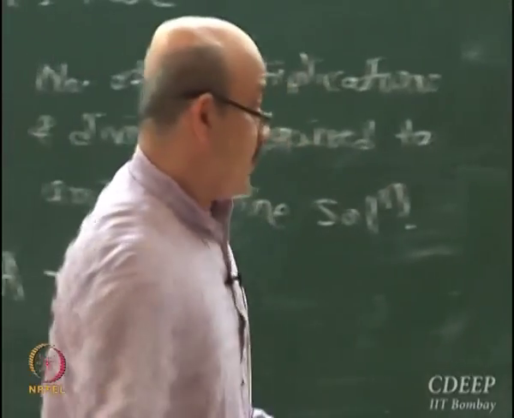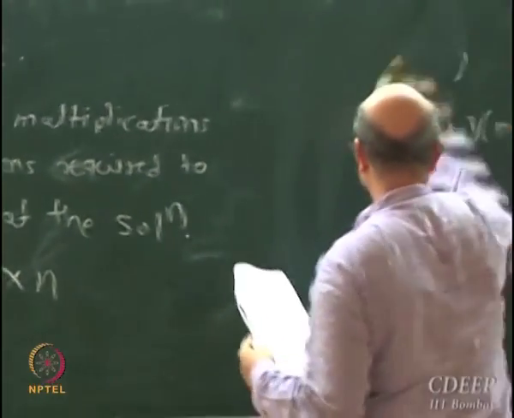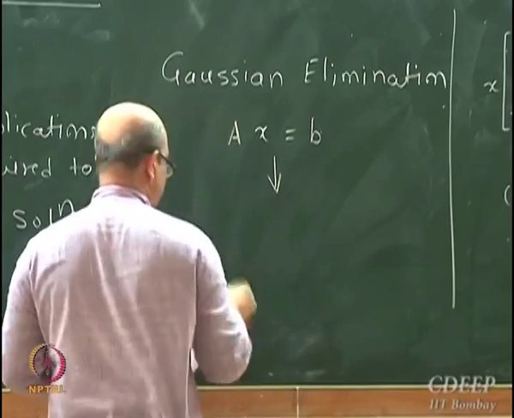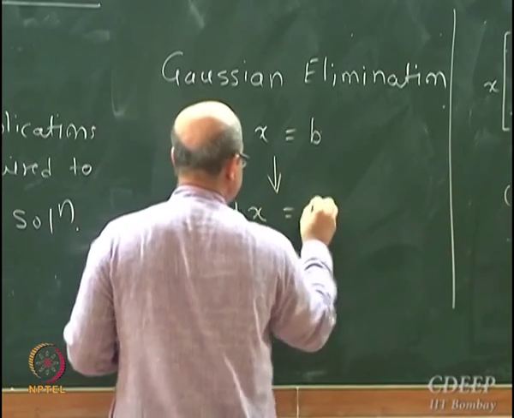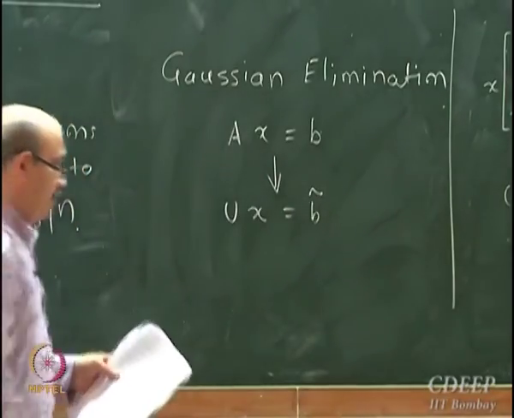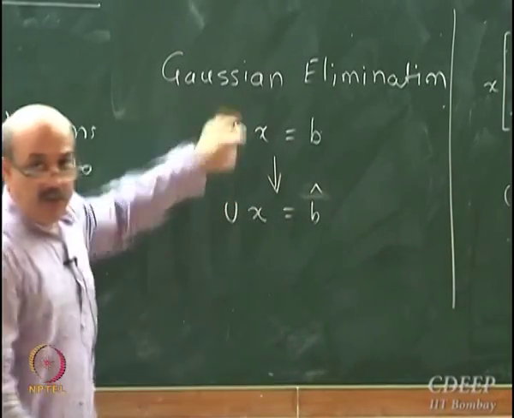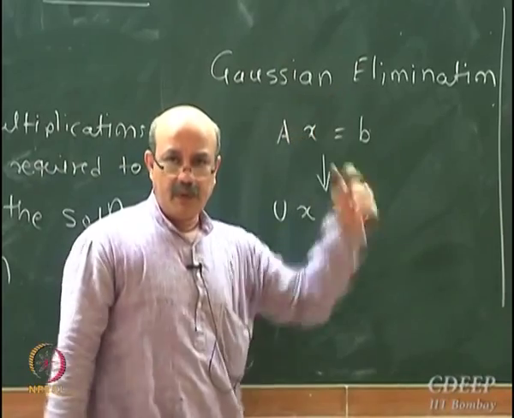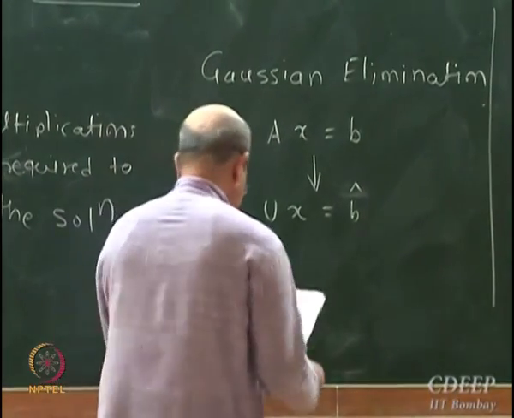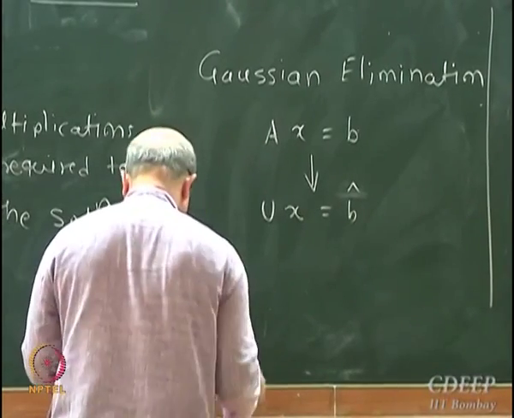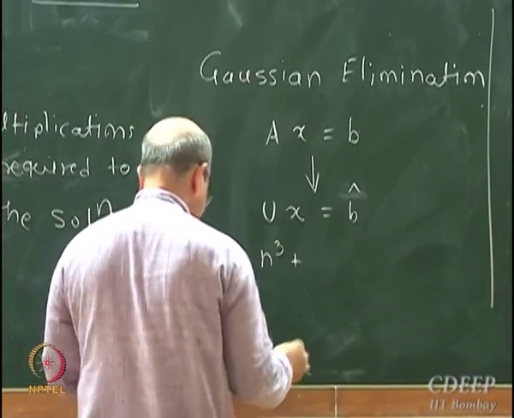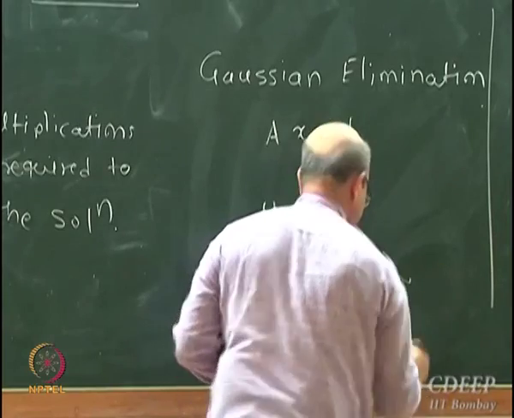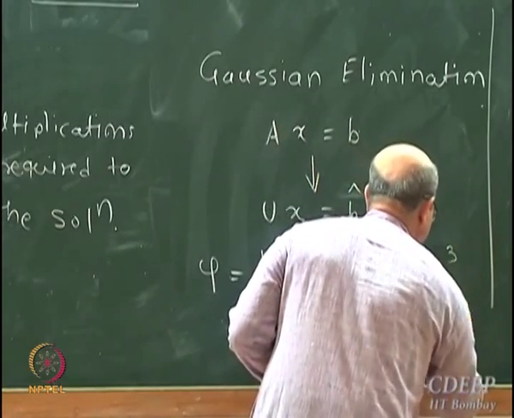What about Gaussian elimination? Gaussian elimination seems to be the hope here. So in Gaussian elimination, we start with Ax equal to b, then we transform it by elimination to an upper triangular matrix Ux is equal to b prime, or b cap, let's call it, and then we do the backward sweep. Okay, so what is the number of operations that you need here? The number of operations is n cube plus 3 n square minus n by 3, which is approximately, for a large n, equal to n cube by 3.